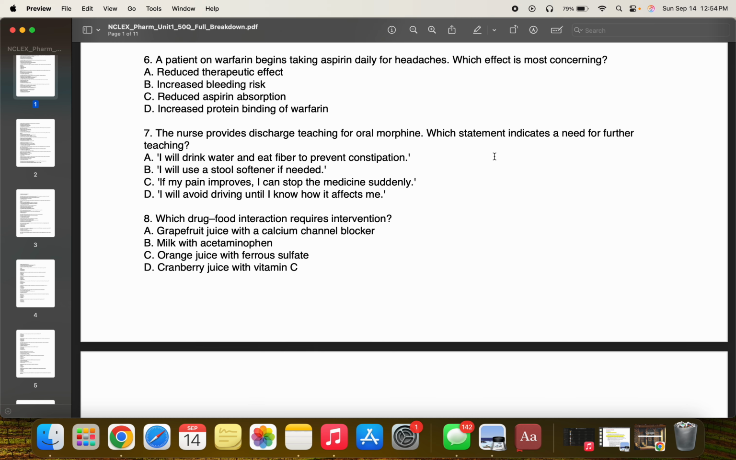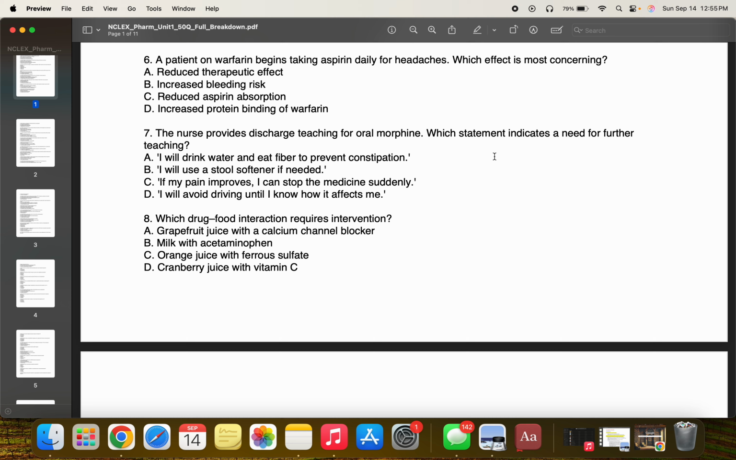7. The nurse provides discharge teaching for oral morphine. Which statement indicates a further need for teaching? A, I will drink water and eat fiber to prevent constipation. B, I will use a stool softener if needed. C, if my pain improves, I can stop this medication suddenly. D, I will avoid driving until I know how it affects me.